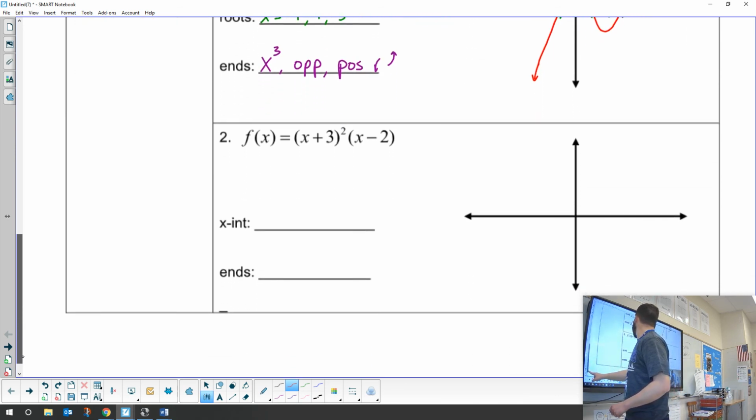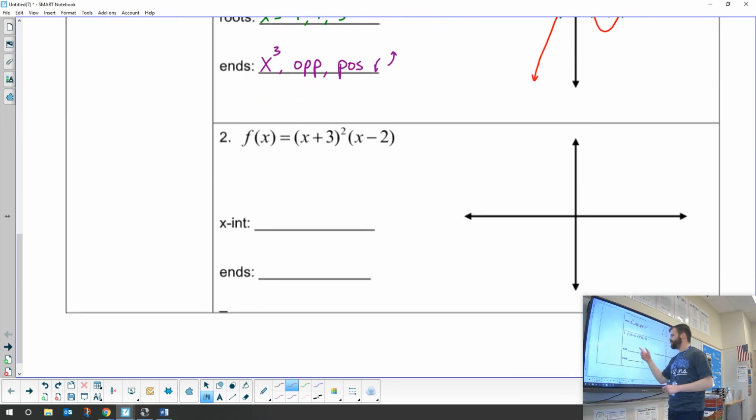Okay, number 2. First off, we're going to find my roots, or your x-intercepts, or your solutions, whatever you want to call them. So we're going to set my factors equal to 0. Okay, so this is a funky thing. This x plus 3 here, we're still just going to get my root for it. We're just going to go x plus 3 equals 0, and we get a root of x equals negative 3. Well, that's my root, but we're going to say something special about this root. This root is what we call a double root.